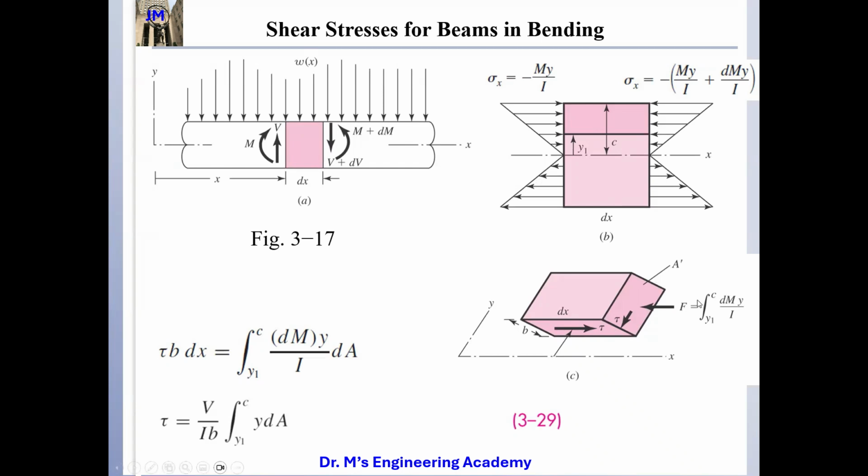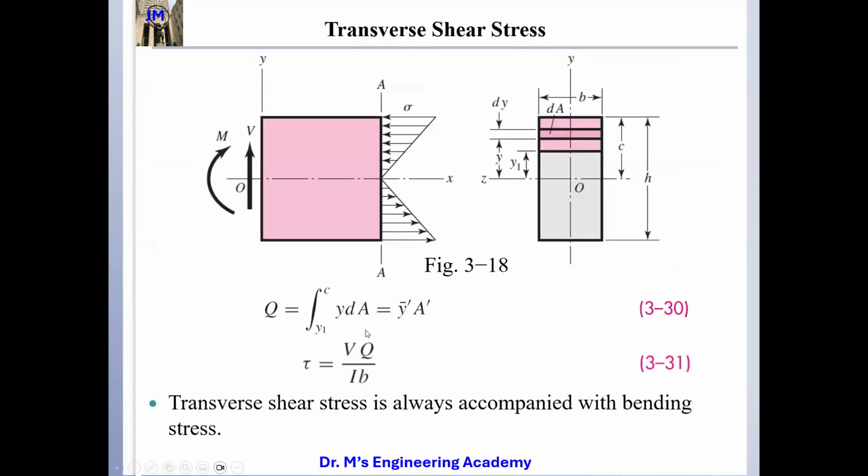So this is F. This F can be written as dMy also. dM means the change of the moment from the left-hand side to the right-hand side. So I'll give you the equation here. This is the tau, the transverse shear stress. We use V multiplied by Q divided by Ib, and b is the width of the beam.